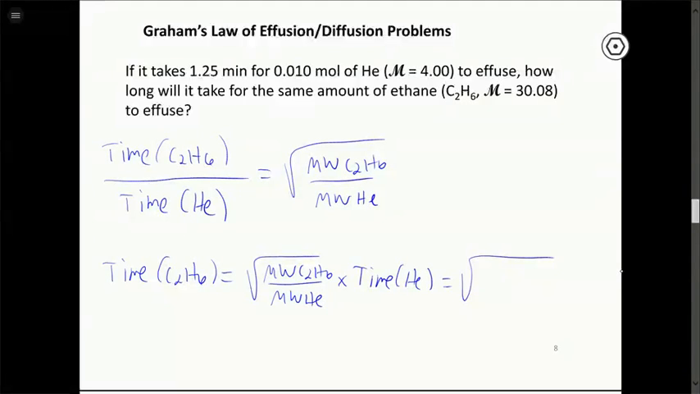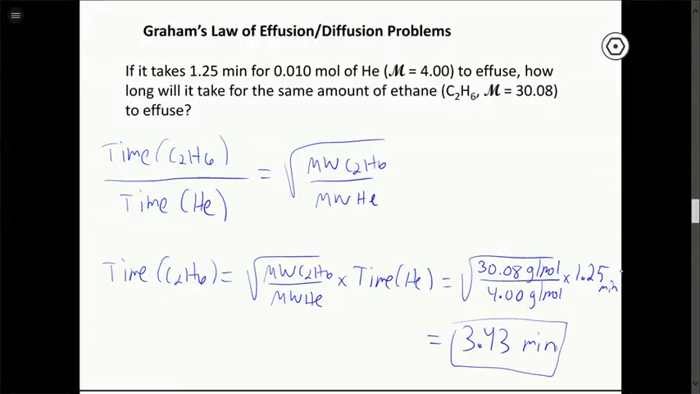So the molar mass for C2H6 is given as 30.08. And the molar mass for helium is 4. And then the time that it takes helium to effuse is given to us as 1.25 minutes. So we multiply that ratio by 1.25 minutes, and we get 3.43 minutes. So it'll take about 3 times as long for the ethane to effuse as the helium.